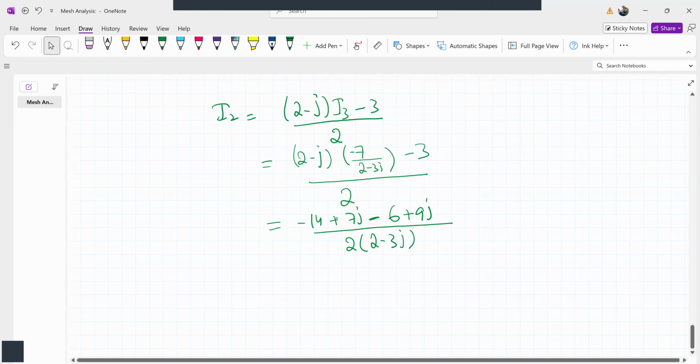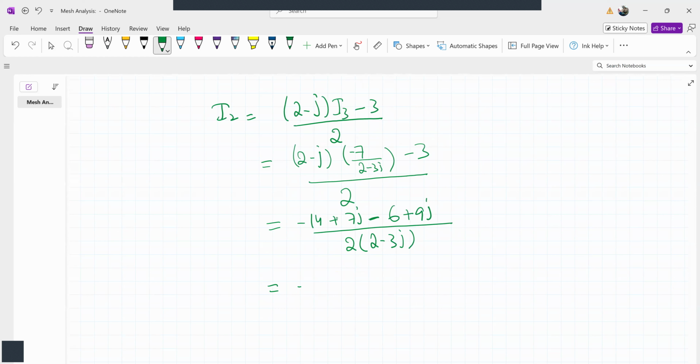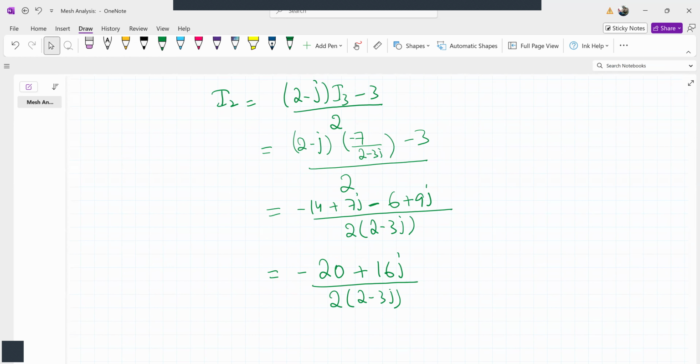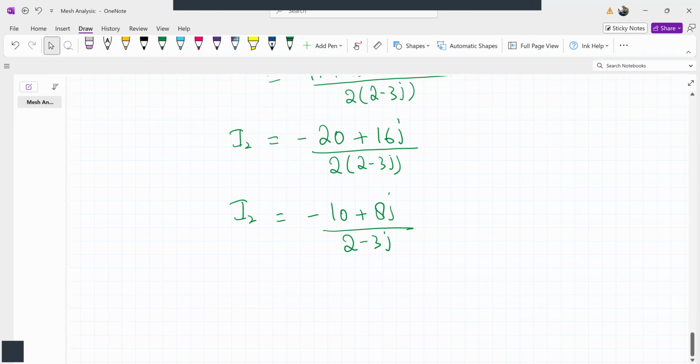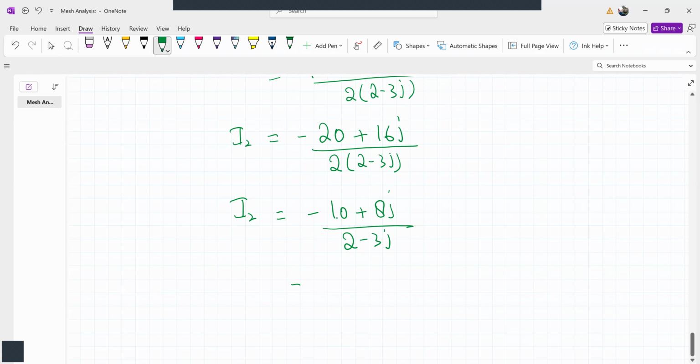If we simplify this, minus 14 minus 6 is minus 20. And then we have 7J plus 9J, that is 16J, divided by 2 into 2 minus 3J. If you divide numerator and denominator by 2, that will be minus 10 plus 8J divided by 2 minus 3J. Please check the calculations one more time. Now we can write this in the polar form.